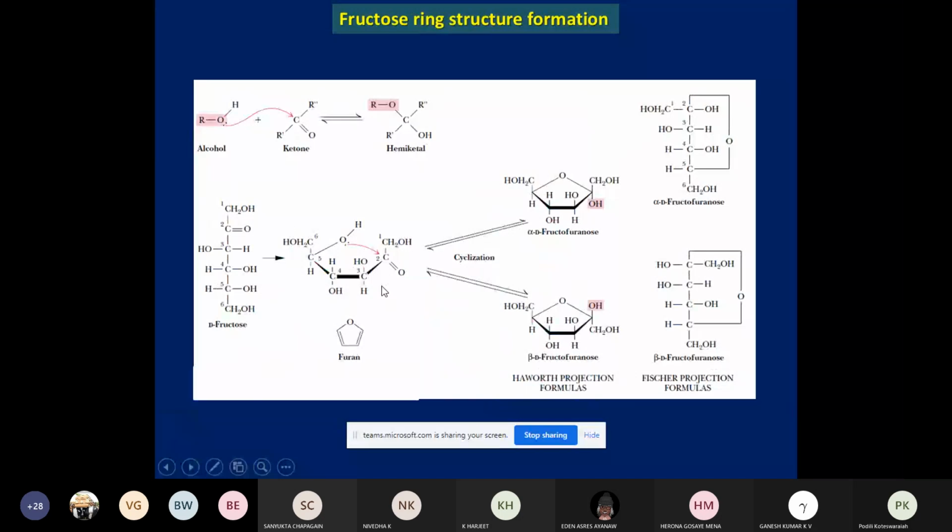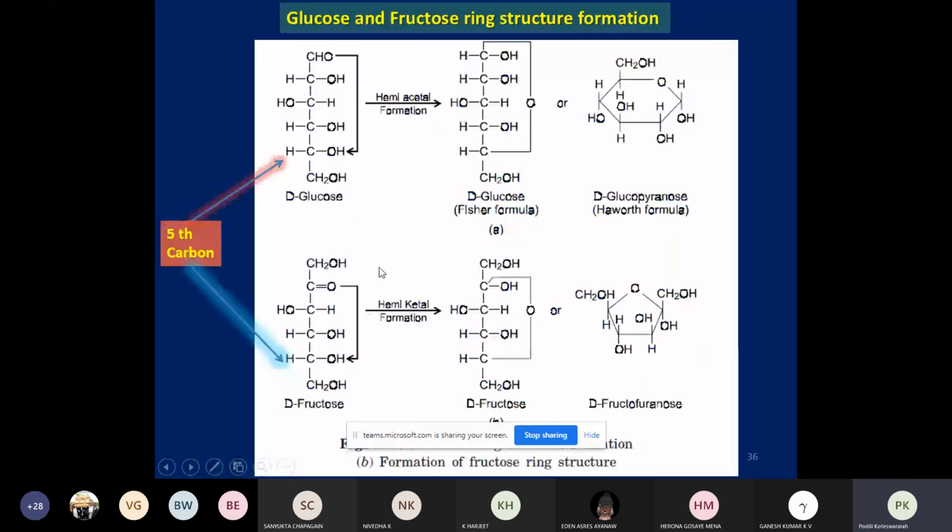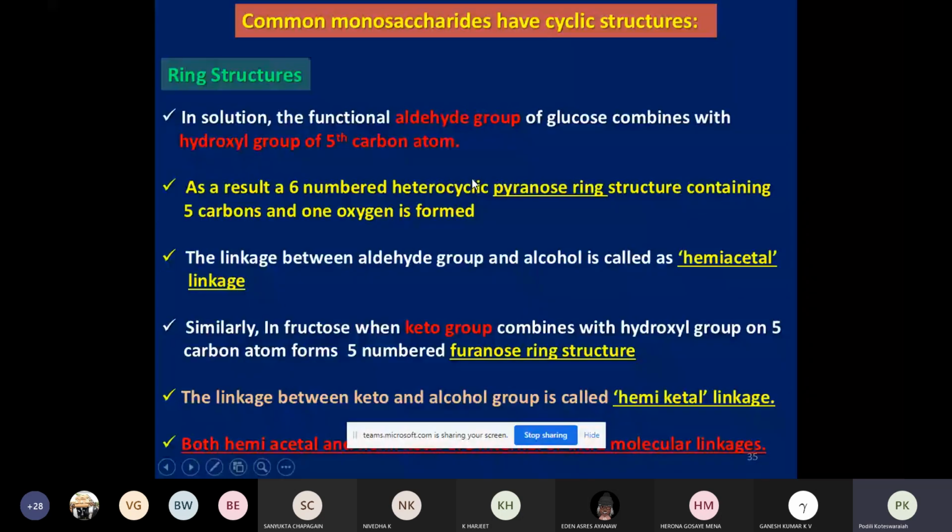And in the same way, when alcohols react with ketones, hemiketals are formed. Again, in the case of fructose, it is the same thing: the interaction between the hydroxyl group and the keto functional group gives the hemiketal. And in the cyclization of sugars, what we need to understand is that in aqueous solution, all the sugars with five or more carbons are present predominantly in the cyclic forms.